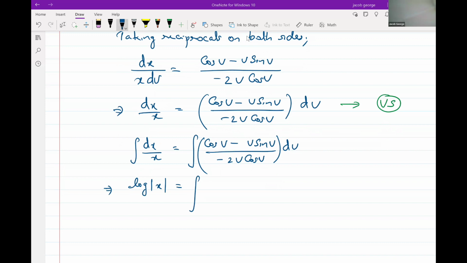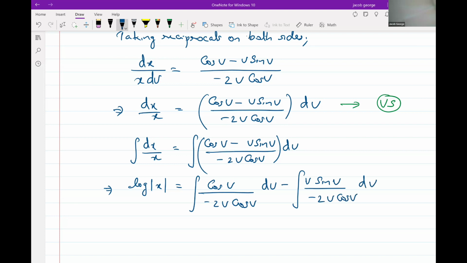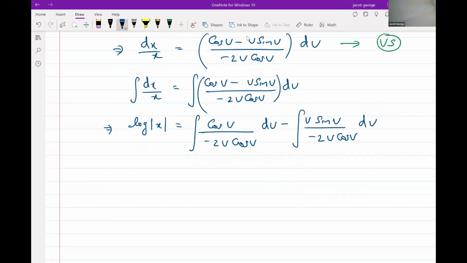term-wise division is cos v by, what is that? Minus 2v, right? Minus 2v. Yes, cos v by minus 2v cos v. Okay, dv is there. Minus integral. Minus, if I take outside, v sin v by minus 2v cos v. That minus by minus will become plus, right? Yes, second term is plus, first term is minus.